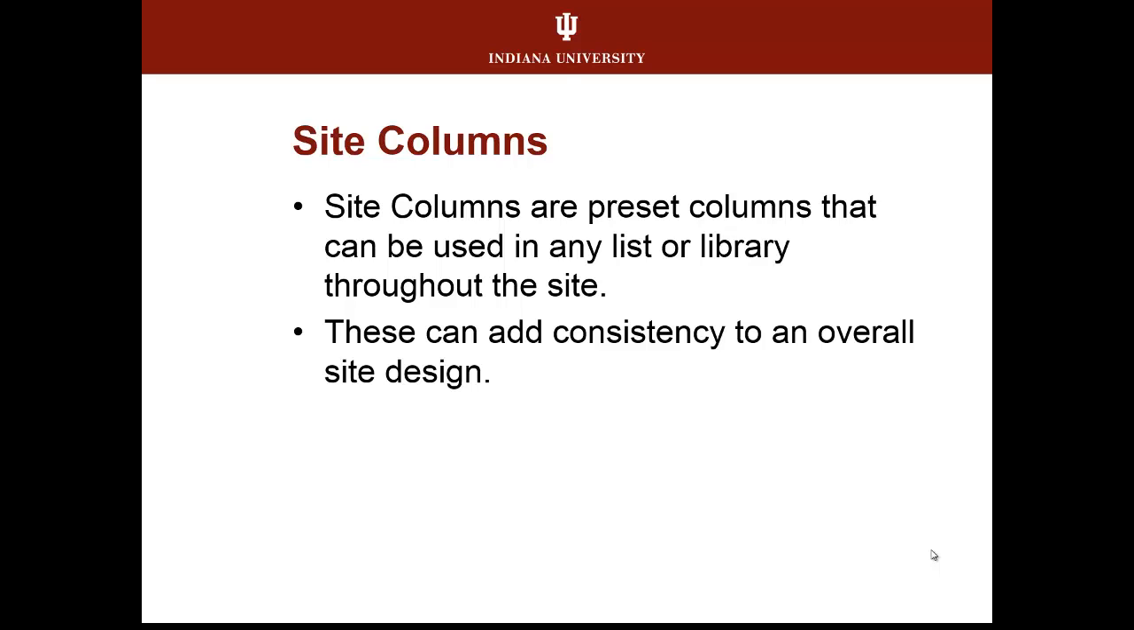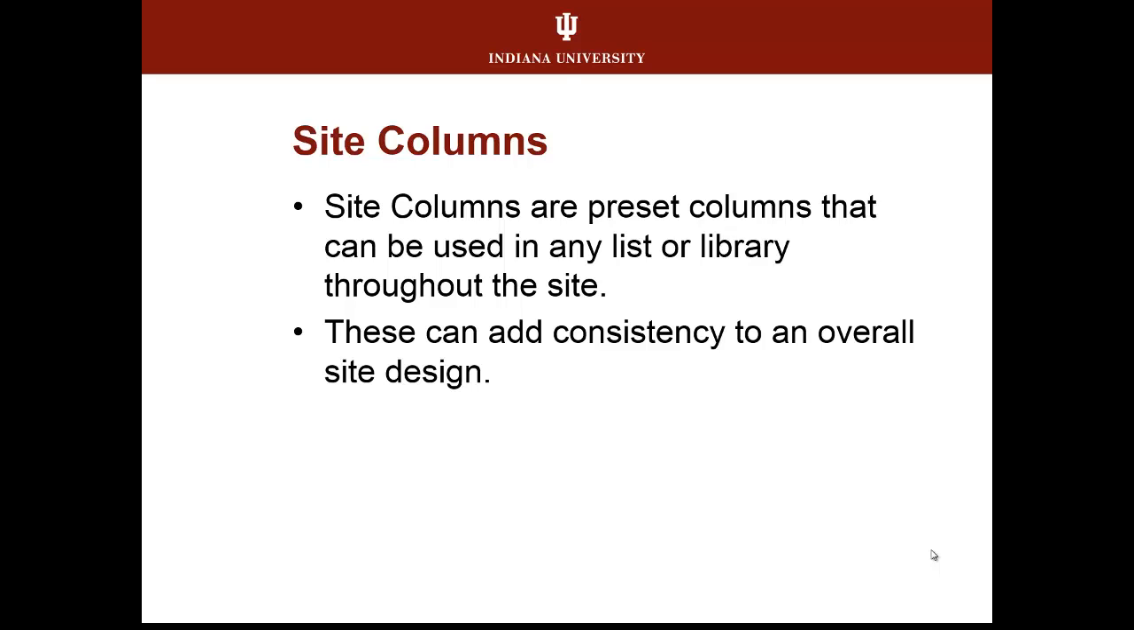Site columns are very useful. So most columns are created at the list or library level. So if you need an extra column to deal with a piece of information, you can create it right at that list level. But what if you use a certain type of column so often that you just find yourself creating it over and over and over again? Well, that is a good time to introduce a site column. Now, site columns you can actually create at the site level, and that means that they are going to be able to be used in any list or library throughout the entire site.